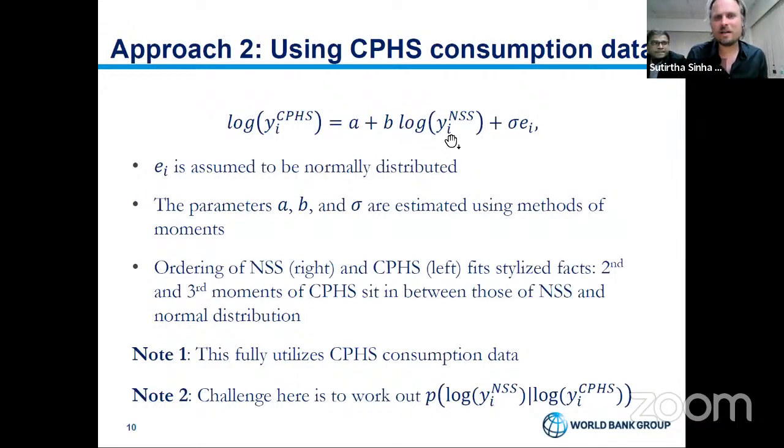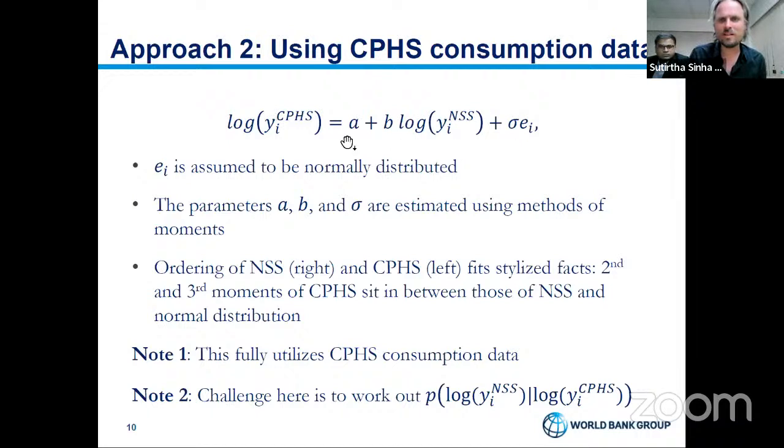Notice that in this case, however, the log NSS consumption is on the right-hand side of the equation, whereas in approach 1, that was on the left-hand side of the equation. And that is motivated based on the empirical stylized facts. As you will have observed, log NSS consumption, when compared to CPHS consumption, shows greater deviation from normality.